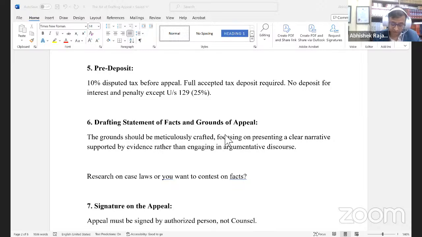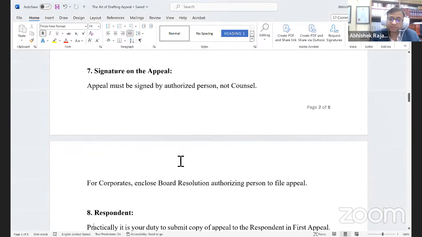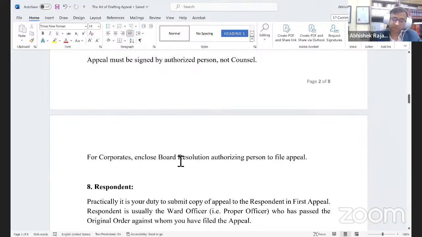Okay, got it? Now, signature. Who has to sign on the appeal? Of course, the relevant person, who is the authorized representative or who is the proprietor. Let's say the case is of a corporate entity, maybe private limited or limited.